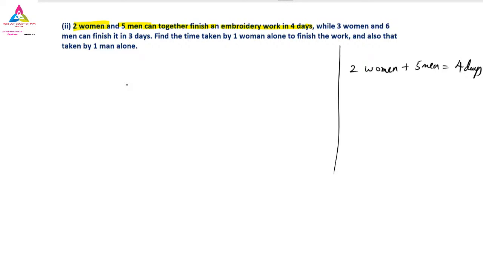Next we have one more thing, three women. So there are three women and six men, together they can do this work in how many days? 3 days it seems. So these are the two things they have given, and they have told you to find how many days are required for one woman to finish that same work. Similarly for one man also, how many days are required to finish the same work?